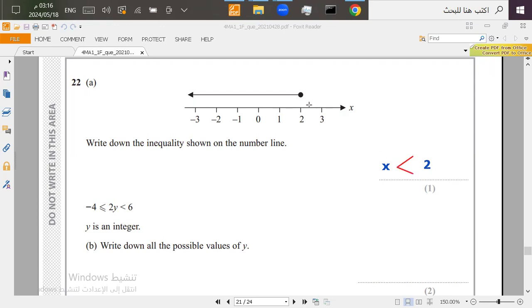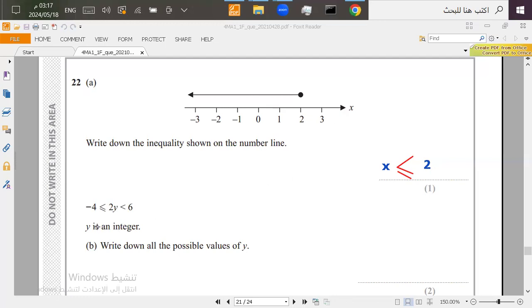Now, because the circle is closed, it means the value of 2 is included. And including a value means putting equal under the inequality sign. It means that x is smaller than or equal to 2. Now, this is the inequality shown on the number line.